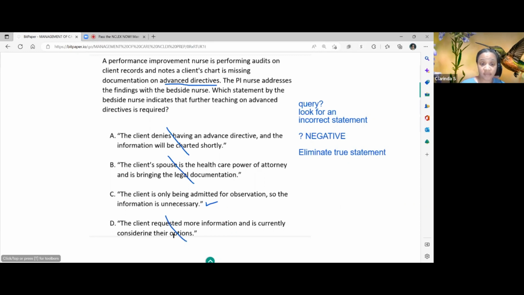She's addressed that information. She's already taught the patient, and the patient's like, well, I don't have an advanced directive, but I need some information about it. And that's what we do as a nurse. We ask the patient the information. Do you have an advanced directive? And it's our responsibility to offer that information to them. Very good. So that was our answer, C.